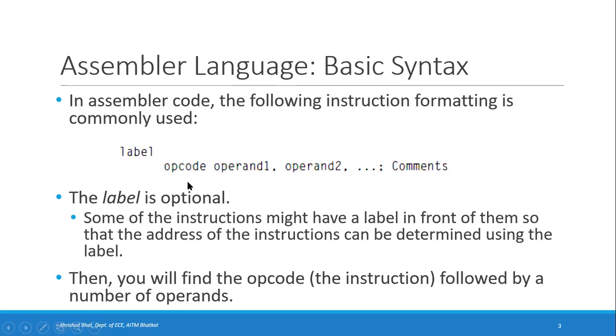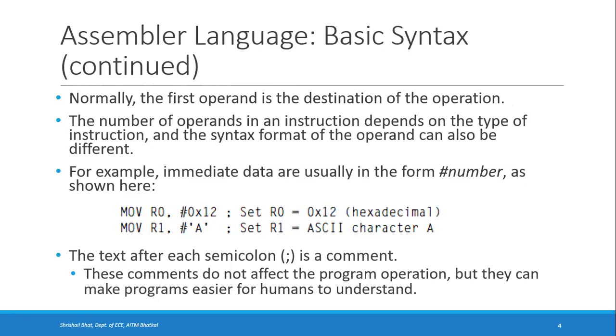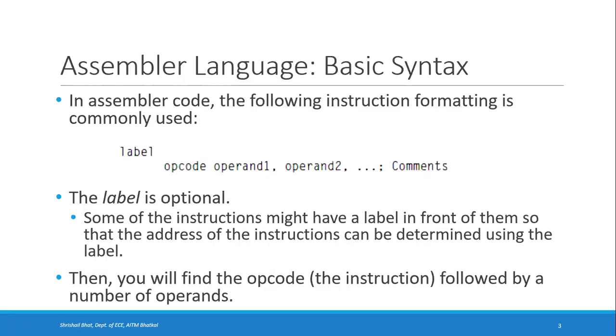Then, followed by the label, you have the opcode followed by a number of operands. Different instructions have different numbers of operands, which depends on the type of the instruction that we are going to use. Opcode is called the operation code, which is the machine language or assembly language form of a particular instruction. A group of bits in machine language will be given a particular opcode to indicate what type of operation is being performed. So it's called operation code, or in short, opcode.